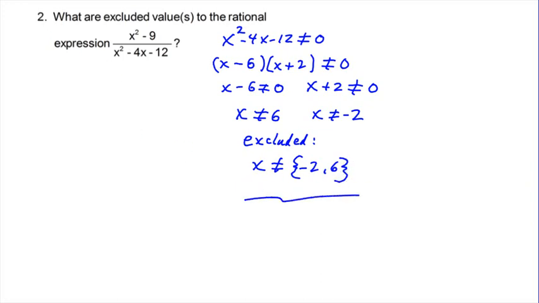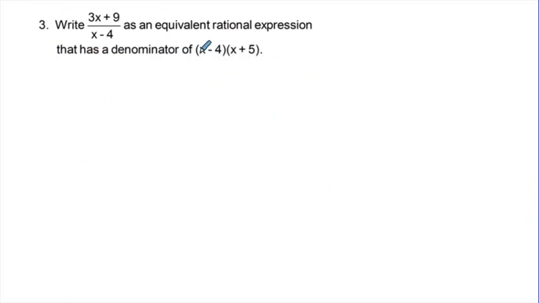Okay, let's go ahead to number 3. Write 3x plus 9 over x minus 4 as an equivalent rational expression that has a denominator of x minus 4 times x plus 5. So we have, I'm going to rewrite this 3x plus 9 over x minus 4, and what can we do to this denominator to get this x minus 4 times quantity x plus 5? Well, we have to multiply our denominator by x plus 5.